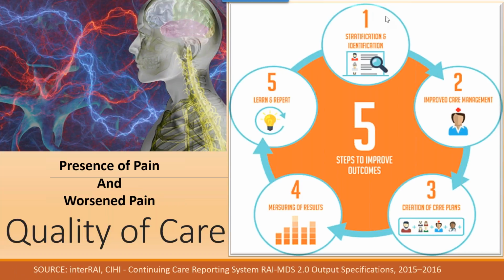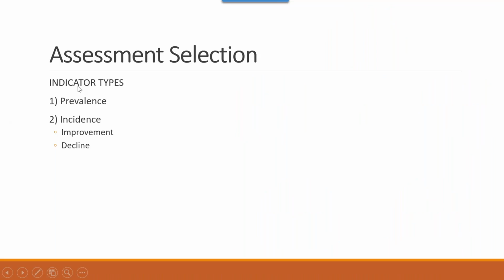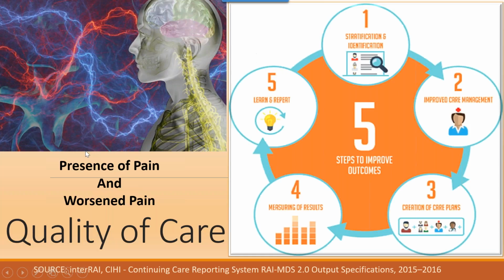So we're looking at two indicators today, and both are related to pain. One is the presence of pain, and the other is where there's an increase in pain that the patient is experiencing. As we have shown each and every time, there are two types of indicators: a prevalence indicator, and incident indicators. Incident indicators look at both improvement and decline. So today we're looking at the presence of pain, and we're going to look at decline in pain.